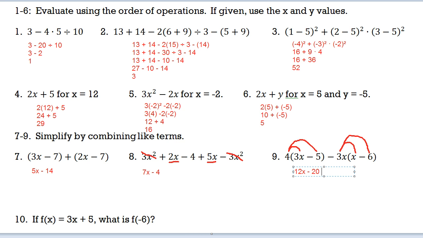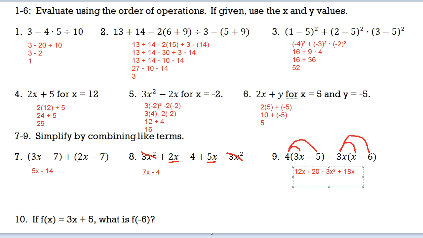I'm going to say that -3x times x is -3x squared. And I am going to say -3x times -6 is +18x. That's how I'm going to handle it. You could look at it from a lot of different perspectives. I don't really care. Just make sure you get the right answer.